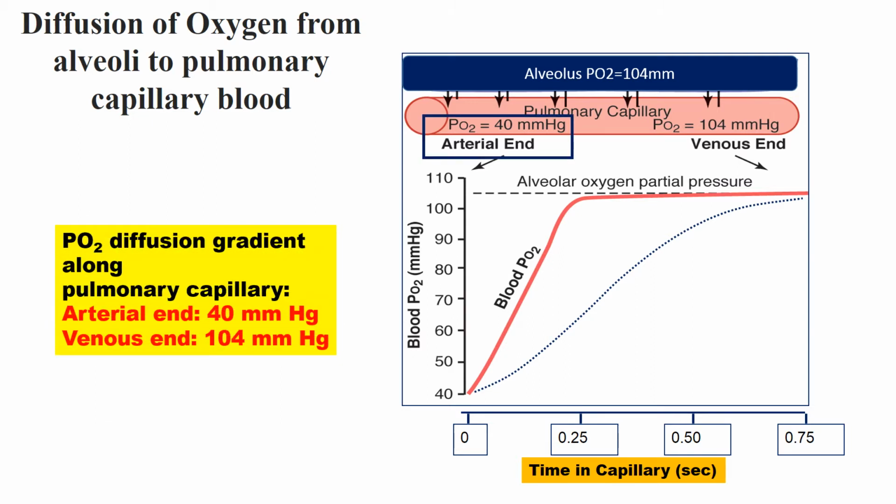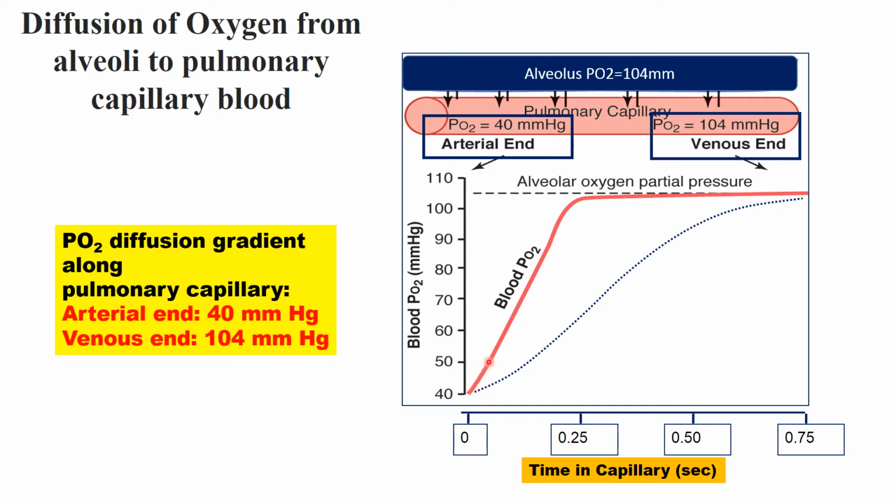The partial pressure is low, that is 40 millimeters. Why? Because the blood has delivered the oxygen to the peripheral tissue and it is now returning to the pulmonary capillary for the uptake of oxygen. At the venous end, when it is leaving the pulmonary capillary, you can see the partial pressure of oxygen is 104. So what do we observe from this? The partial pressure of oxygen at the arterial end is 40.